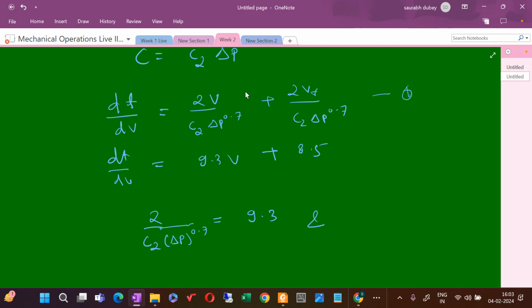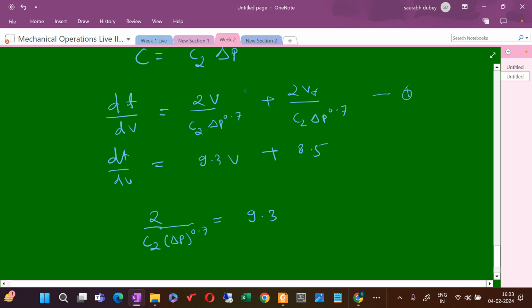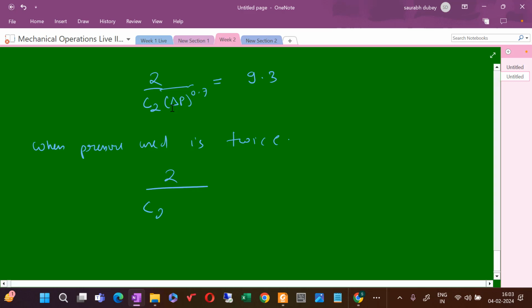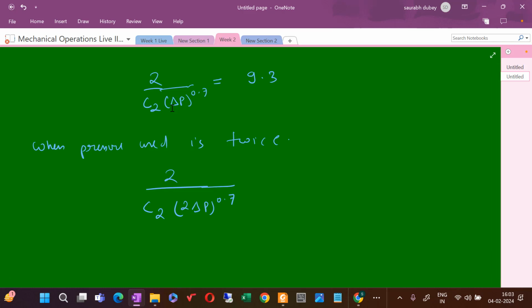And when the pressure used is twice, what will be the condition? 2 divided by c2 will be the same, just this pressure drop will be double, so 2 to the power 0.7. Then after calculating, this value will come out to be 15.107. Why? This 2 to the power 0.7 will add up and 9.3 will be anyway same. So this 15.107 will be the value coming up for the increased pressure.